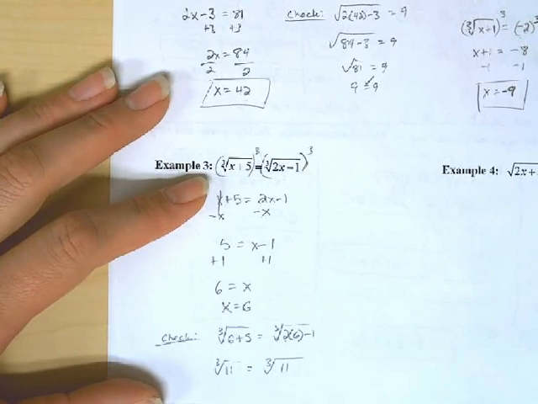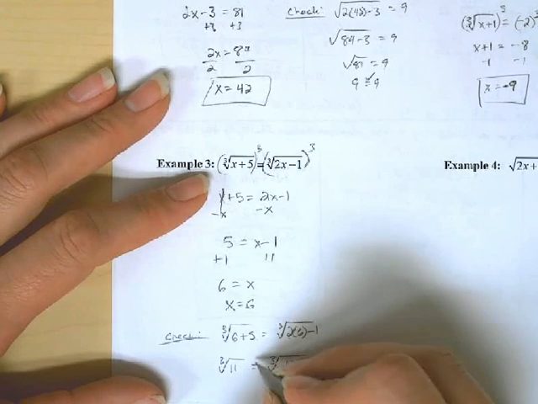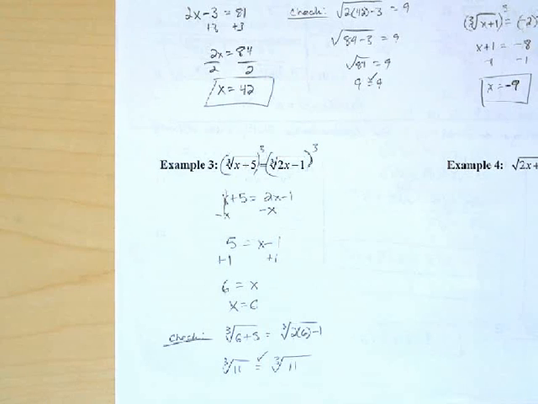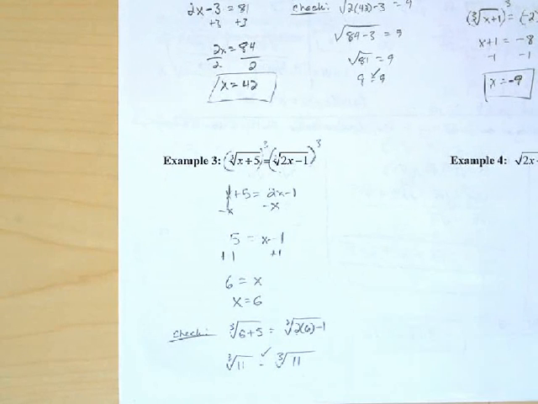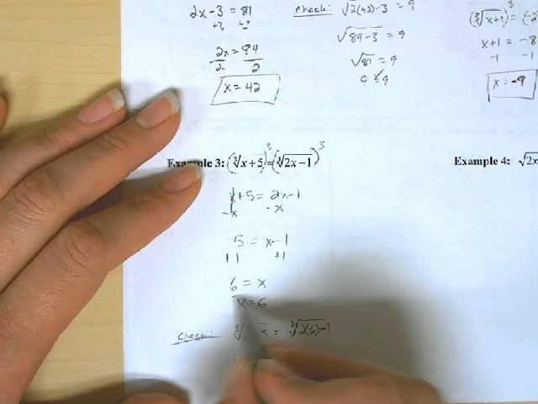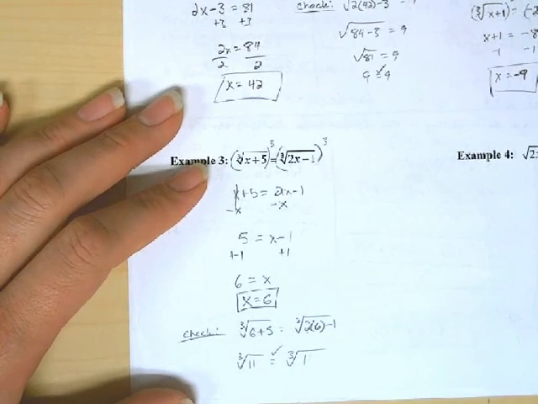Okay, you don't have to go any further than that. You don't have to keep going. The cubed root of 11 has to be equal to the cubed root of 11. Whatever decimal that may be, it definitely has to be the same. Okay, so x is equal to 6 is my solution.